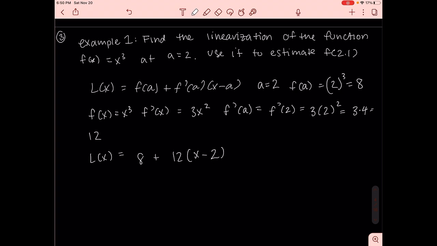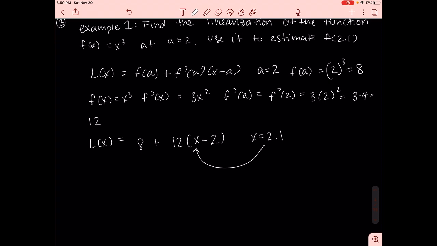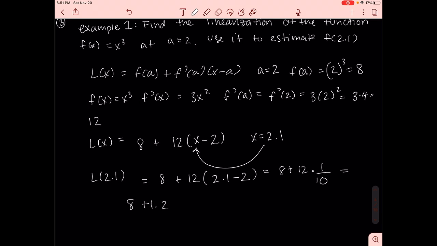So now let's use it to estimate 2.1. So x is equal to 2.1, and so if we want to estimate this, all we have to do is plug x into our linearization formula here. So L of 2.1 is equal to 8 plus 12 times 2.1 minus 2. And that's going to be equal to 8 plus 12 times 1 over 10. So that's going to be equal to 8 plus 1.2, and ultimately we get 9.2. So there's an example of how we can use linearization to approximate the value of this function.